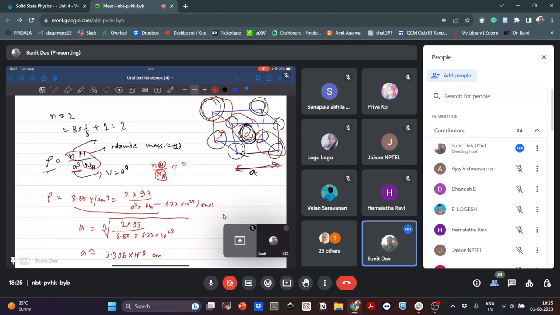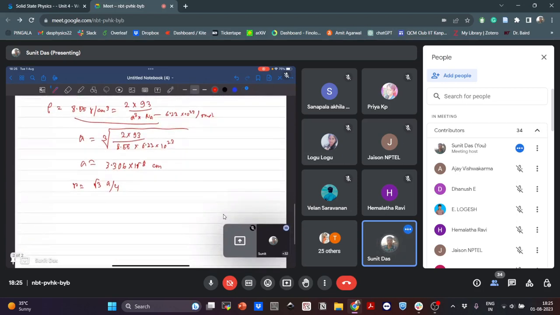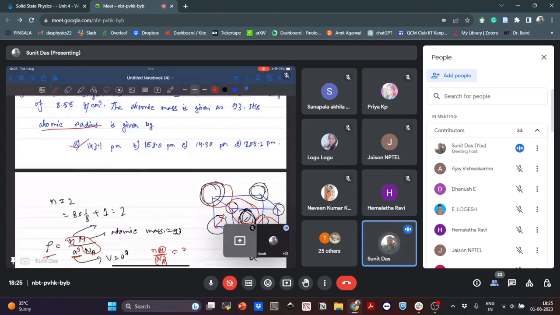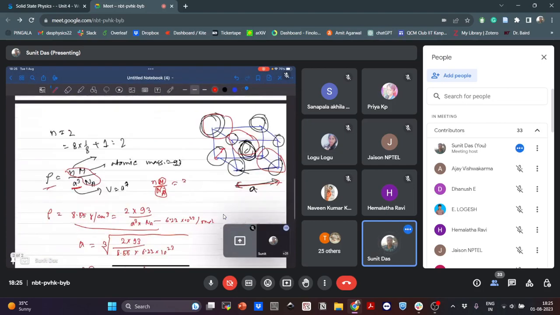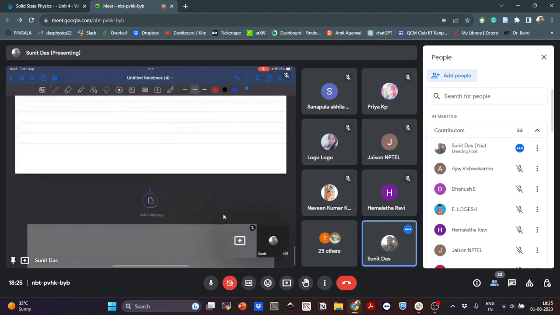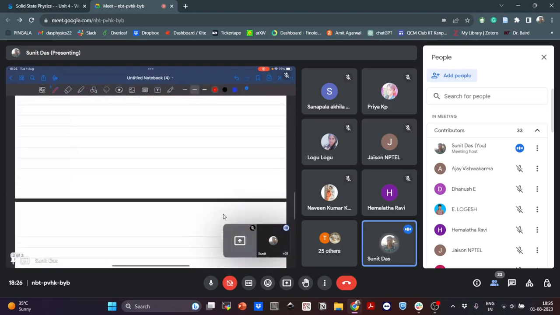So if we calculate this, root 3 into 3.306 into 10 to the power minus 8 by 4 centimeter, it will be around 143.1 picometer. 143.1 means option A is correct. Okay, so let's move to the next one.